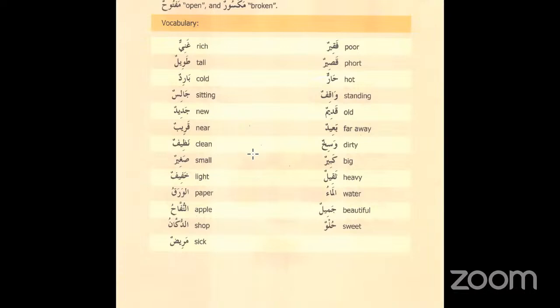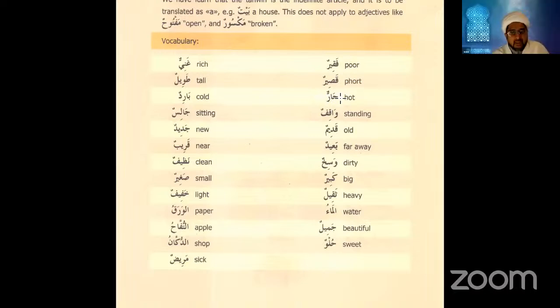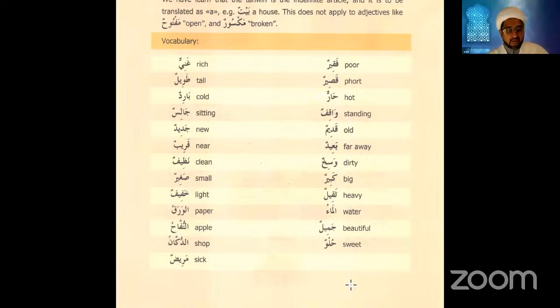Maridun is sick. Faqirun is poor. Qasirun is short. Harun is hot. Waqifun is standing. Qadimun is old. Ba'idun is far. Wasikhun is dirty. Kabirun is big. Thaqilun is heavy. Al-ma is water. Jamilun is beautiful. Hulwun is sweet. Hulwun is sweet. Brilliant.